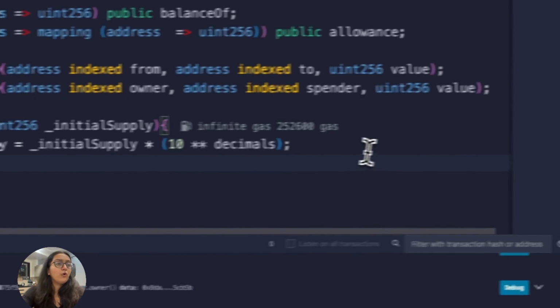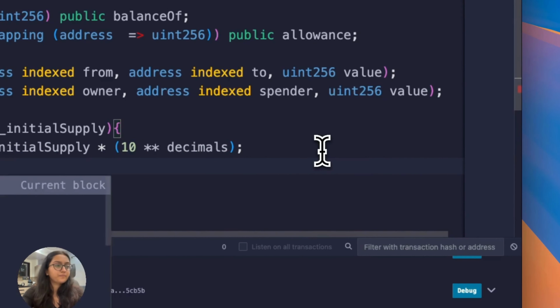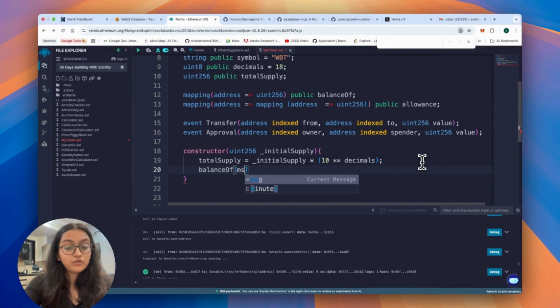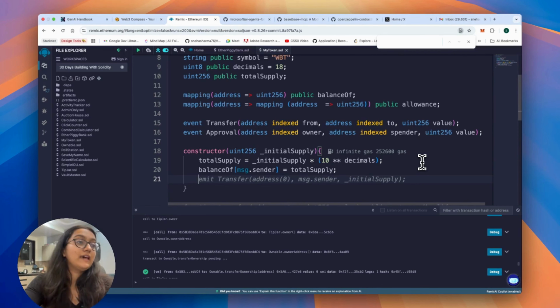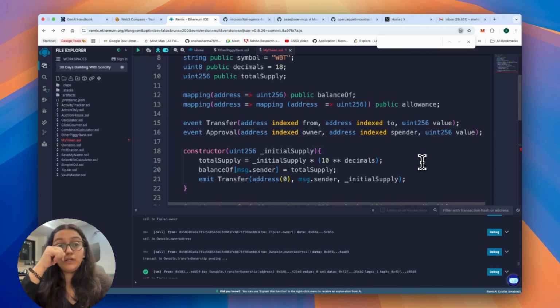Okay. And then we also want to do something called the balance of message.sender. Like if I'm creating the token, then it should all be my balance. Like, come on, then only I'm giving it out, right? So it should do that. Okay. And once you do that, the transfer should happen, but it's happening from address 0 to the message sender. And that would be the entire initial supply that we are talking about.